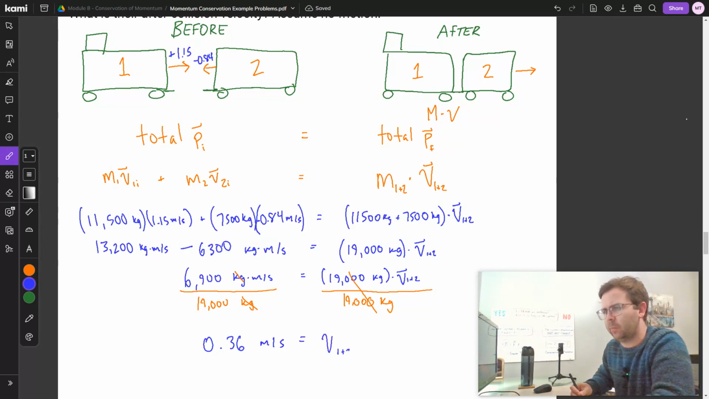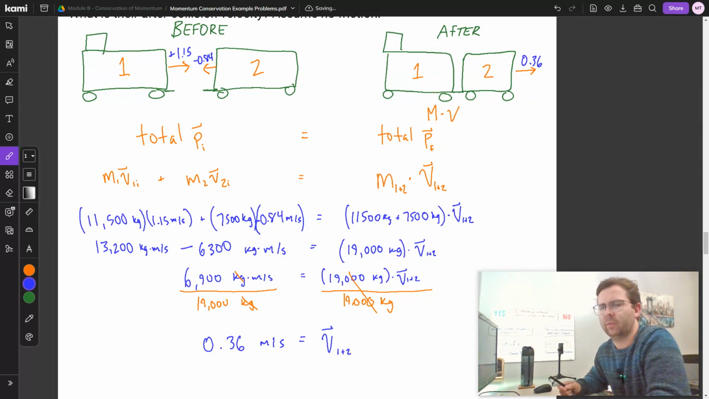Now, does this value make sense for it to be so low? I think it does, because we were traveling at pretty low speeds before, but then they collide and their momenta kind of balance each other out somewhat. But we have a leftover momentum moving at a velocity of 0.36 meters per second to the right. So I think that's a good value there. I think it looks like we've done this correctly.